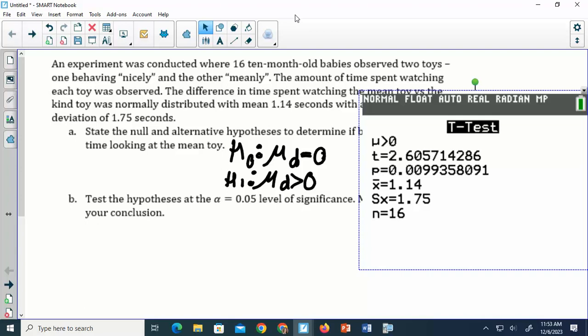So what's our conclusion? Reject or fail to reject? Reject. Why? Because P is less than alpha. Right. Since P is less than alpha, we reject the null hypothesis. And when you're doing these on the calculator, the work that I want you to show is at least your T and your P value. If you would jot those down, that'd be helpful.